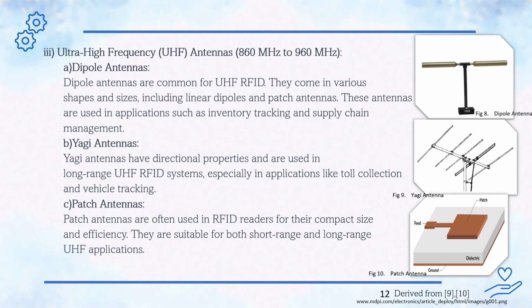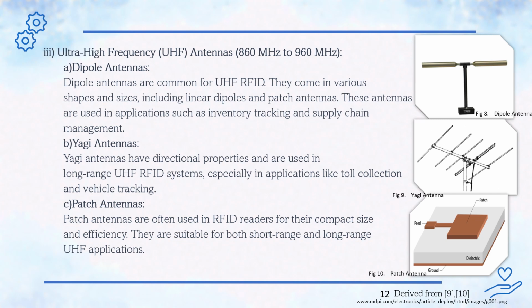The second one is Yagi antennas. As you can see from the picture, this is the one we are most familiar with from what we have used over the years. They have directional properties, that is, they can be used for communication in specific directions and are used in long range UHF RFID systems, especially in applications like toll collection and vehicle tracking.